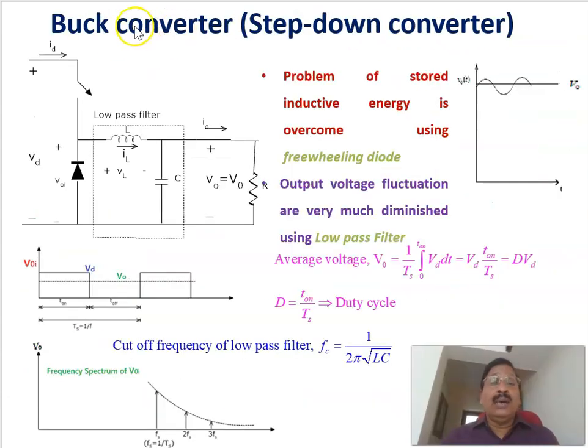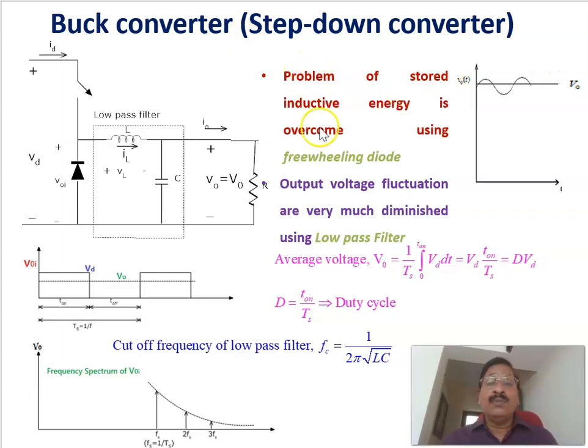Now coming to the buck converter or step down converter, after the modifications I explained in the last slide: one thing is that we are adding a freewheeling diode in series with the switch. That's the first change. The second change is that we are introducing a low pass LC filter between the load and the switch. Therefore, this is the low pass filter, and this is the diode that we added. And this particular circuit we call a buck converter.